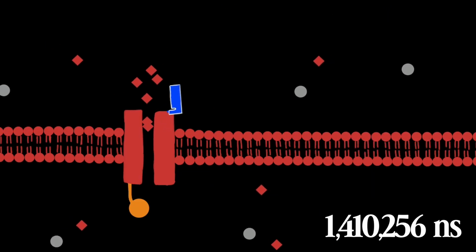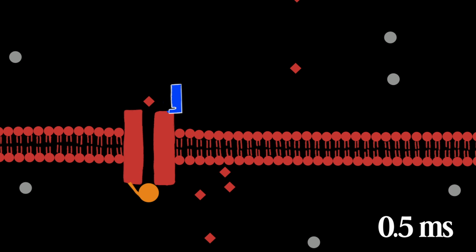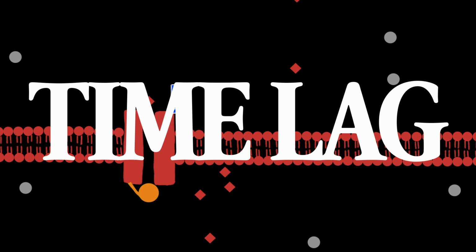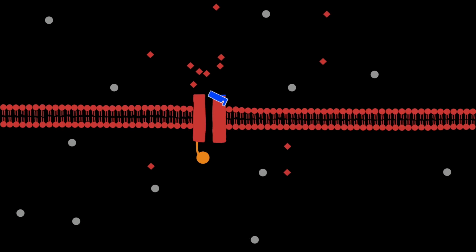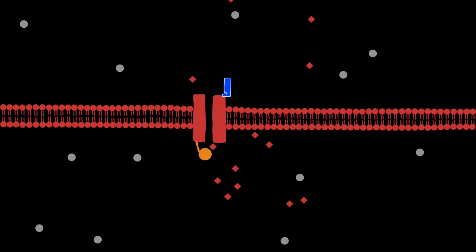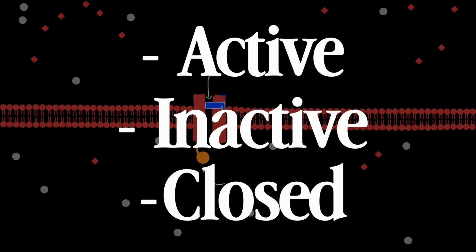The inactivation gate, on the other hand, is special. It doesn't rely on charge. Instead, it closes, blocking the channel at a set time period after the other gate is open. This time lag is known to be 0.5 milliseconds. The gate and its mechanisms are best described by the ball and chain model. As these gates move around, the channel will cycle between 3 states: active, inactive, and closed.